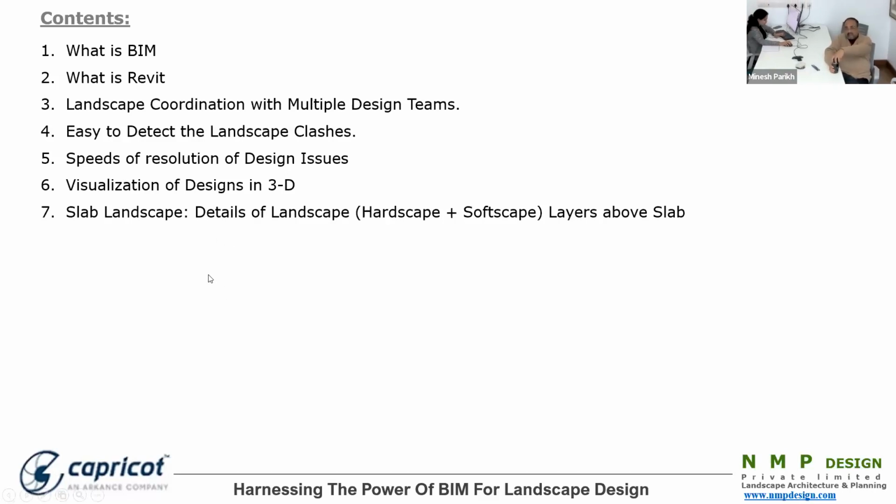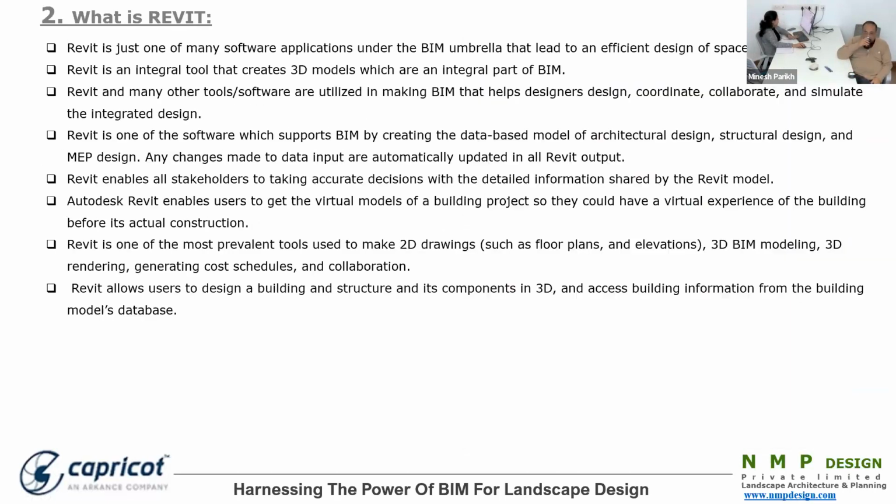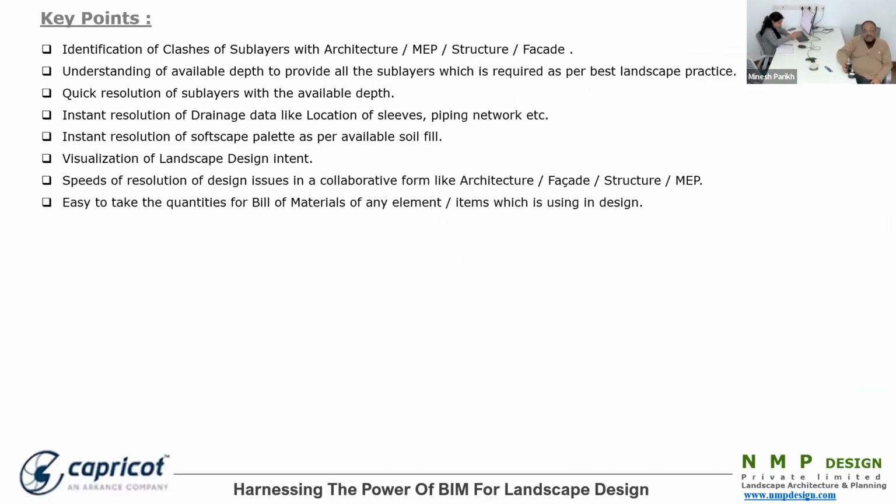Okay. I'm going to discuss the key points which are going to impact our landscape design when we work in a Revit model. First, we can visualize the landscape design intent properly in a collaborative form, like architecture, facade, or structure. We can visualize the landscape design intent in a quick manner. And during the design process, we can check the sublayers which impact the design, like what type of sublayers and what type of fill we are getting in that area. It's very easy to understand and provide the sublayers.